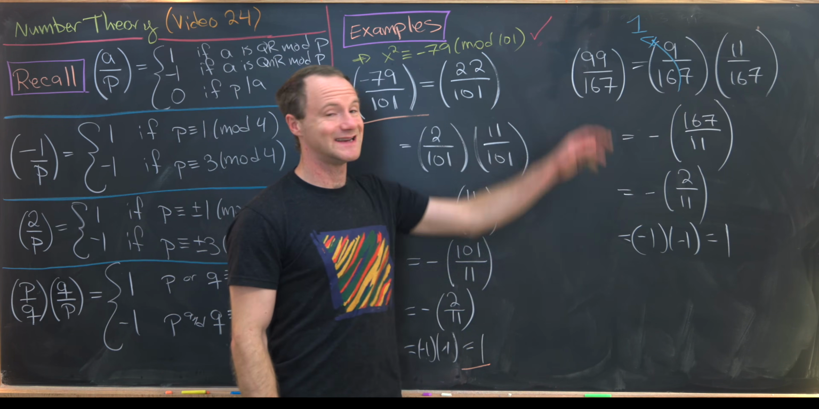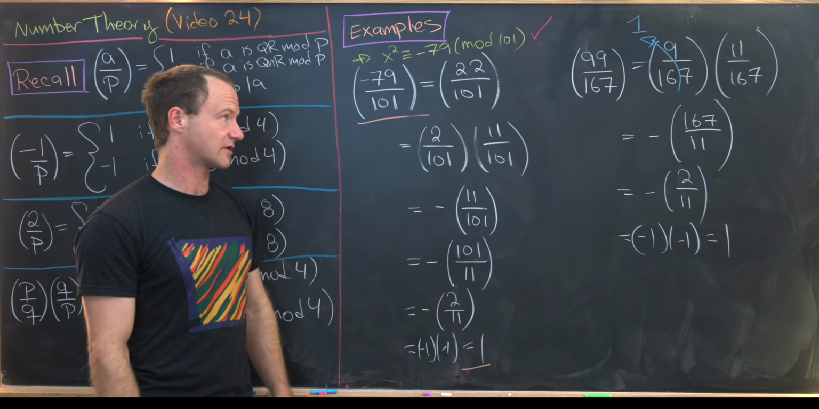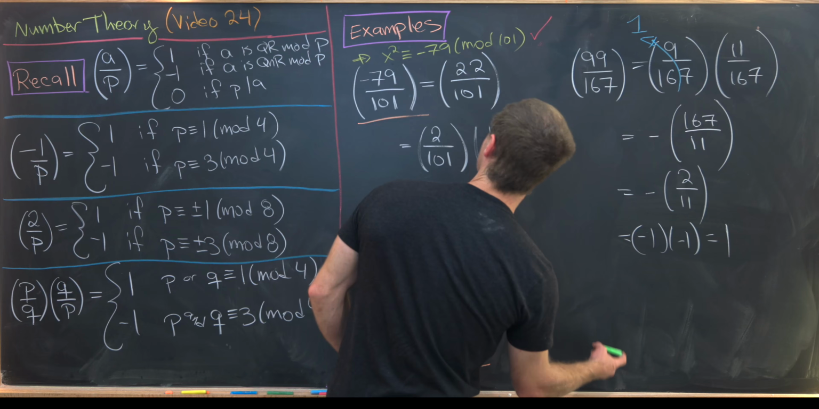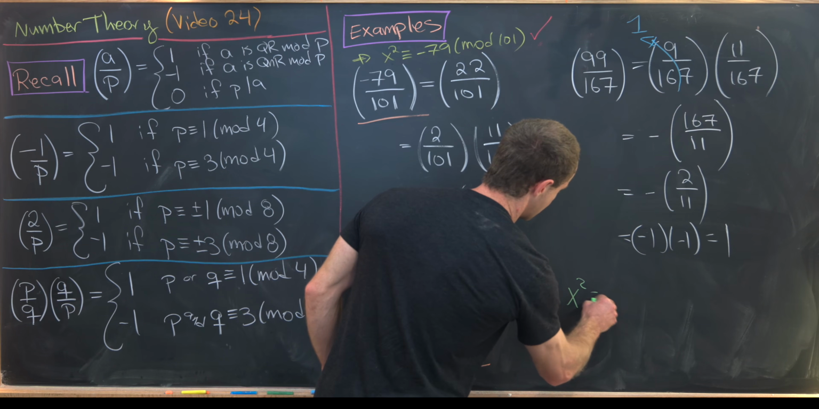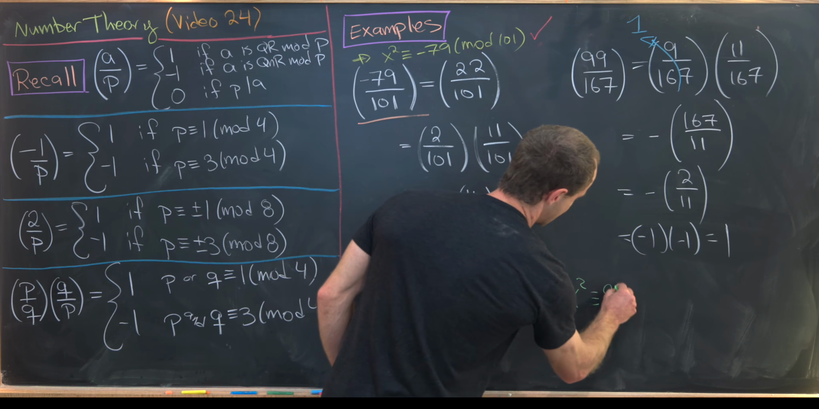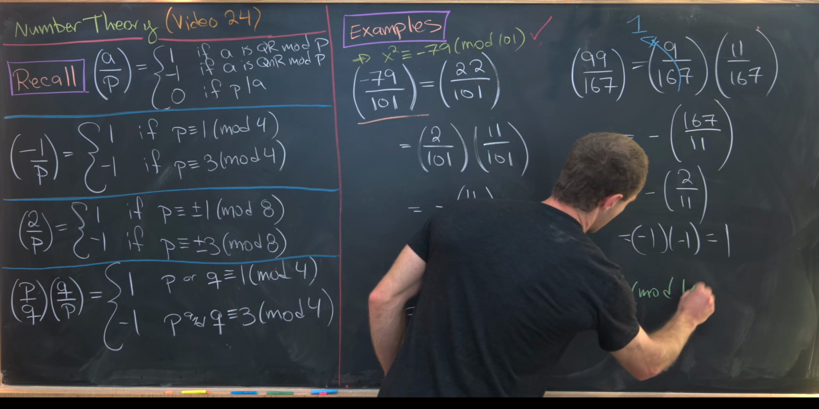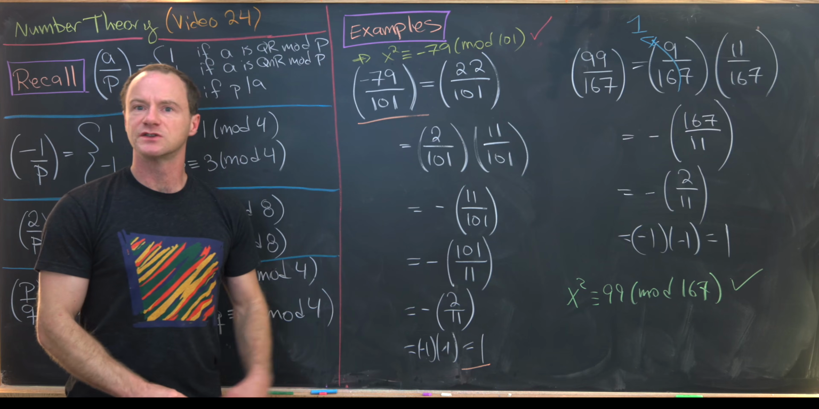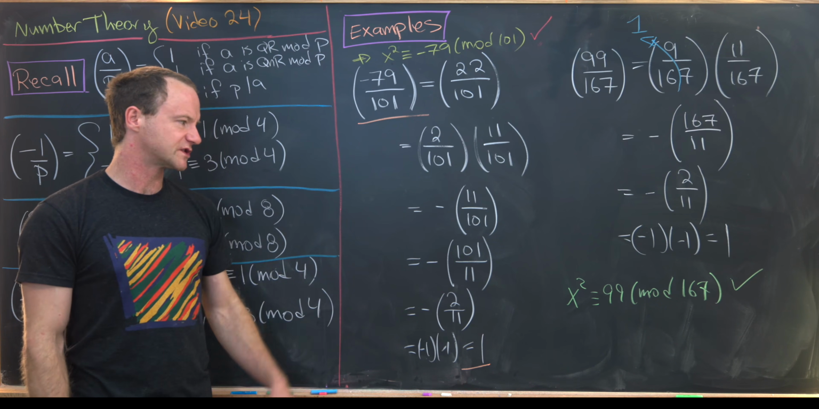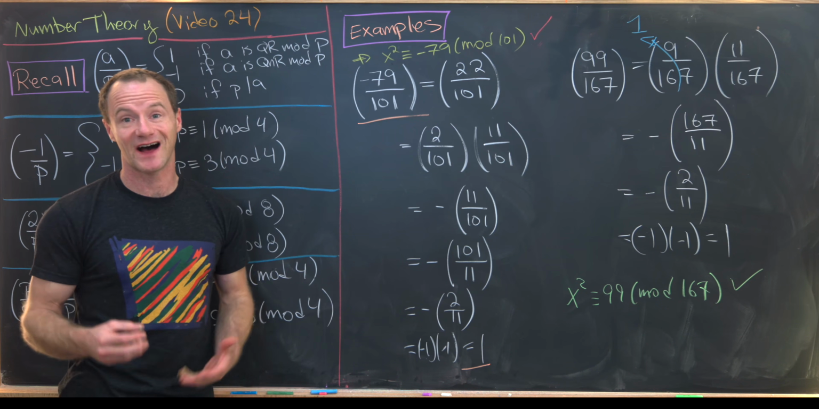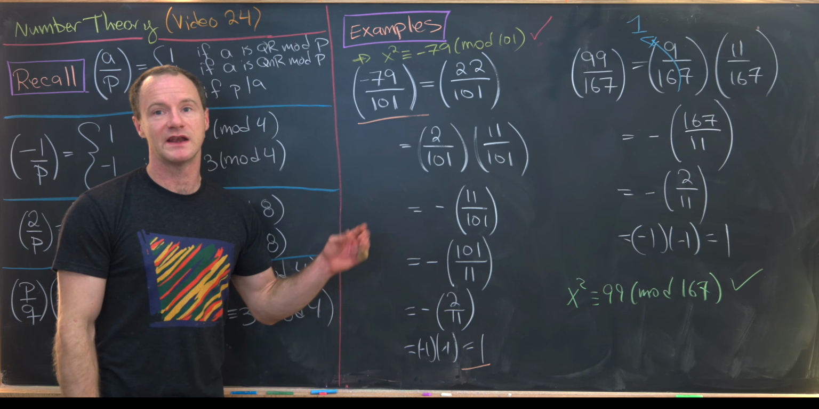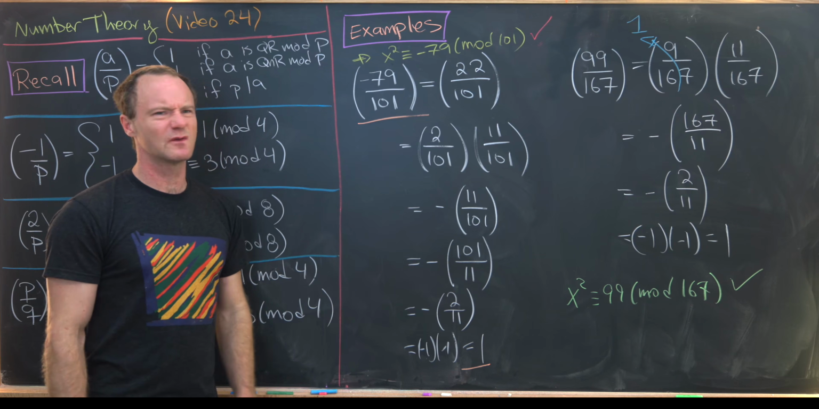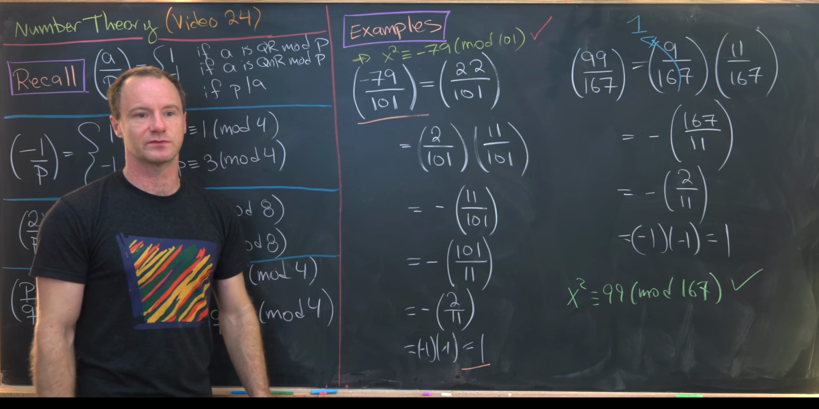So in other words, 99 is a quadratic residue mod 167. So there is a solution to the congruence x squared is congruent to 99 mod 167. So check, that's got a solution. In a forthcoming video, we'll talk about how to efficiently find such solutions, but right now we just know that it has a solution. Okay, let's get rid of this and then we'll do some more interesting examples.